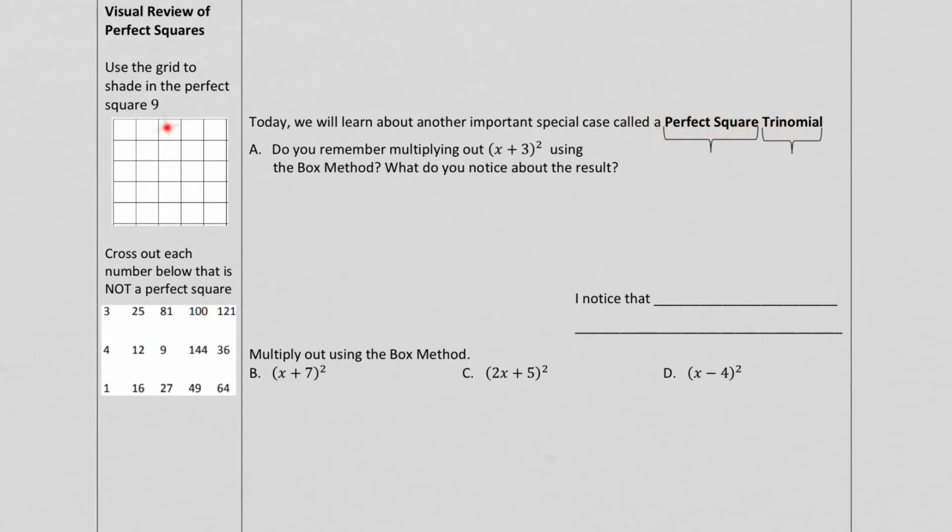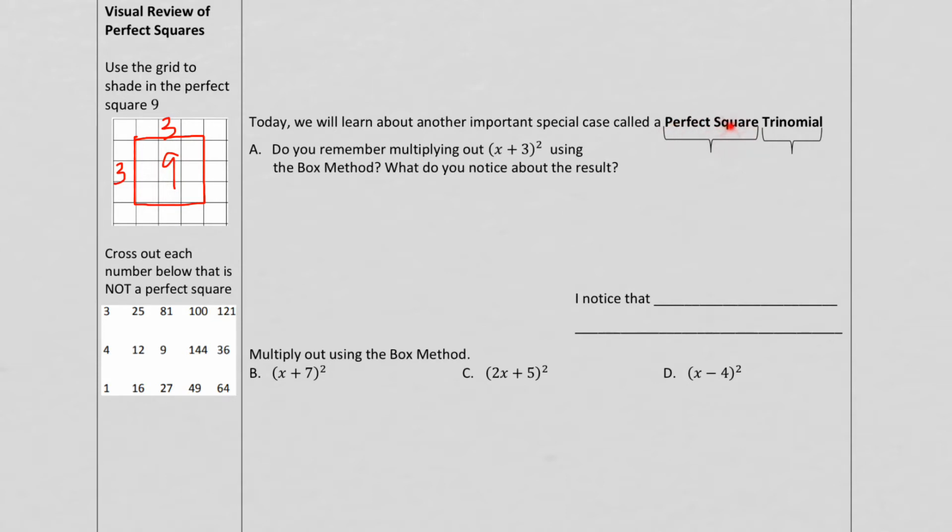As a quick review, over here on the left, if we use this kind of generic grid, if I want to shade in a perfect square of 9, that means that I'm going to draw a square that has an area of 9, but that has sides of 3 and 3. So this is an example of a visual of 9 being a perfect square, a 3 by 3 square. Remember that the side lengths are the square roots of this perfect square.